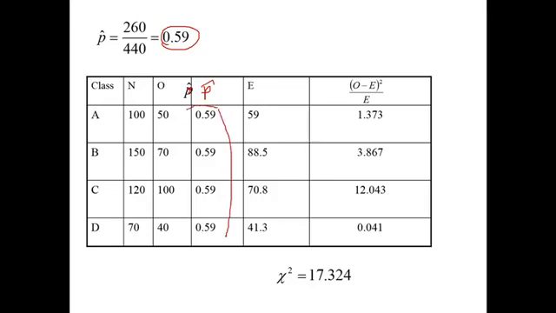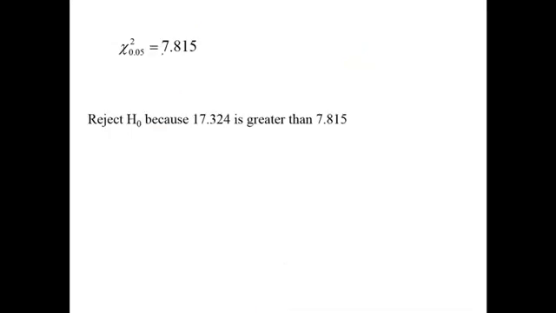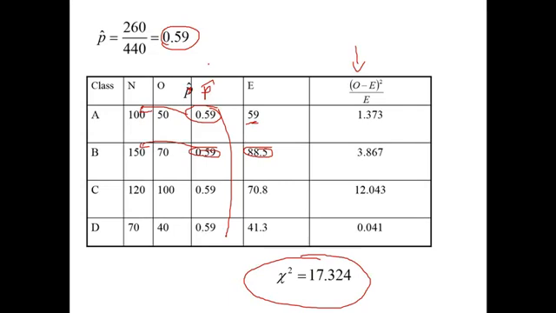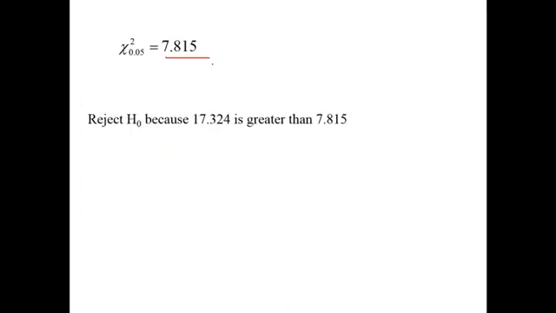We multiply this p-hat times the 100 times that A tried, gets 59. We get the 0.59 times the 150 times B tried, we get 88.5, etc. And then we put them into the column over here, testing how far they are out of line, getting a total out of lineness of 17.324. The table lookup for the 4 categories, 3 degrees of freedom, is 7.815. 17.32 is bigger than that, and so these are not all the same proportion.